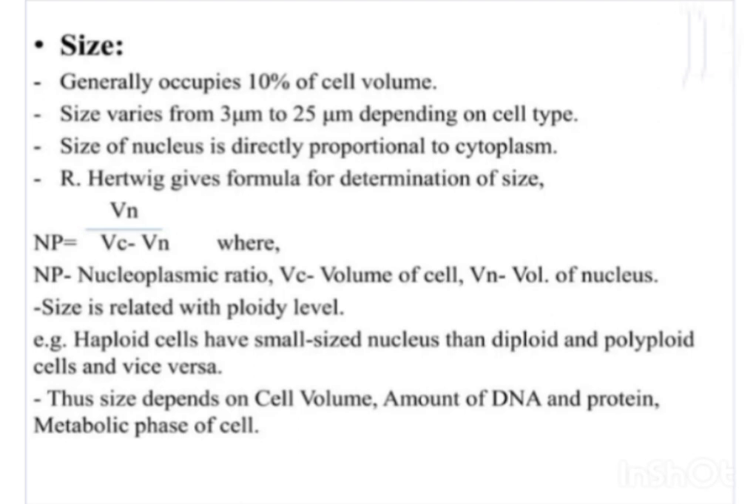NP is equal to Vn by Vc minus Vn, where NP is the nucleoplasmic ratio, Vc is the volume of the cell, and Vn is the volume of the nucleus. Size is related to ploidy level. Example: haploid cells have a smaller nucleus than diploid and polyploid cells and vice versa. Thus, size depends on cell volume, amount of DNA and protein, and metabolic phase of a cell.